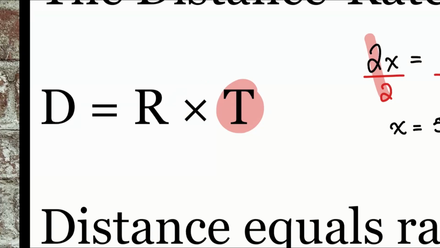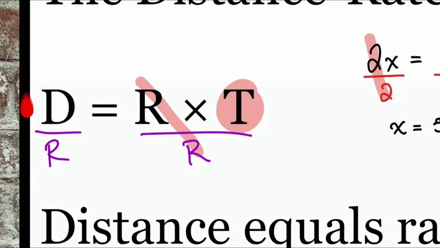Notice that we're currently multiplying r times t. That's what we currently see. So to get rid of r, we're working backwards. And so what we would do is divide both sides by r. It would end up canceling out.